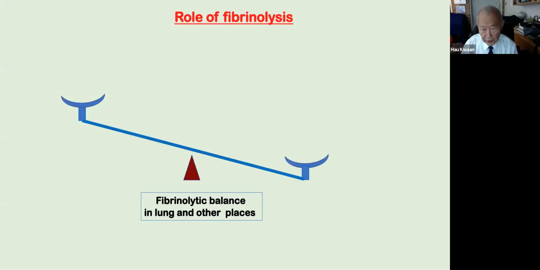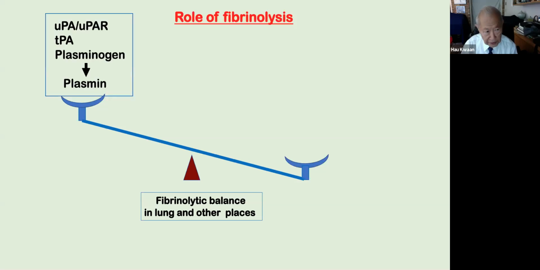So I must say a few words on the role of fibrinolysis in the pathogenesis of the hypercoagulable state in COVID-19 infection. In a healthy person, fibrinolysis is balanced between one side, left side, and the right side, but it's tilted. It's imbalanced in this case.